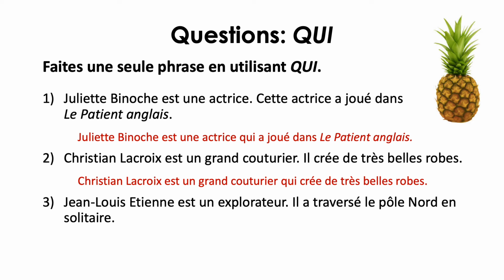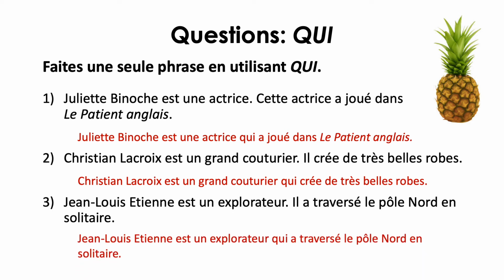Jean-Louis Etienne est un explorateur. Il a traversé le pôle Nord en solitaire. So we are going to be replacing il in the second sentence with the pronoun qui. Jean-Louis Etienne est un explorateur qui a traversé le pôle Nord en solitaire.